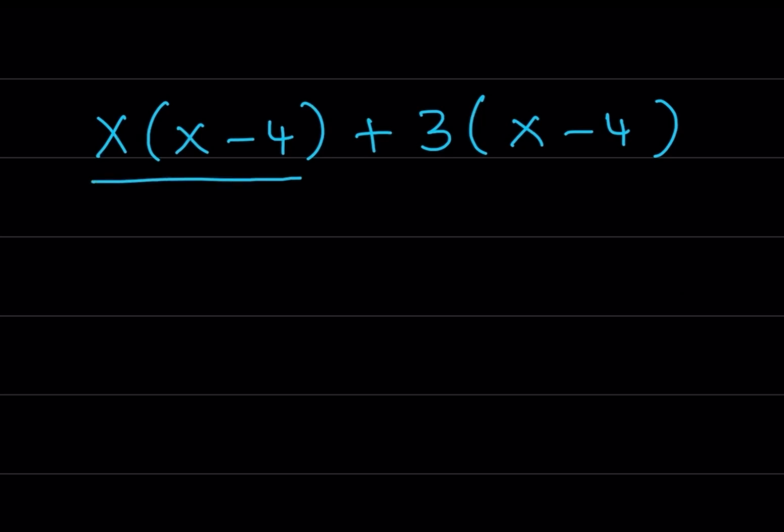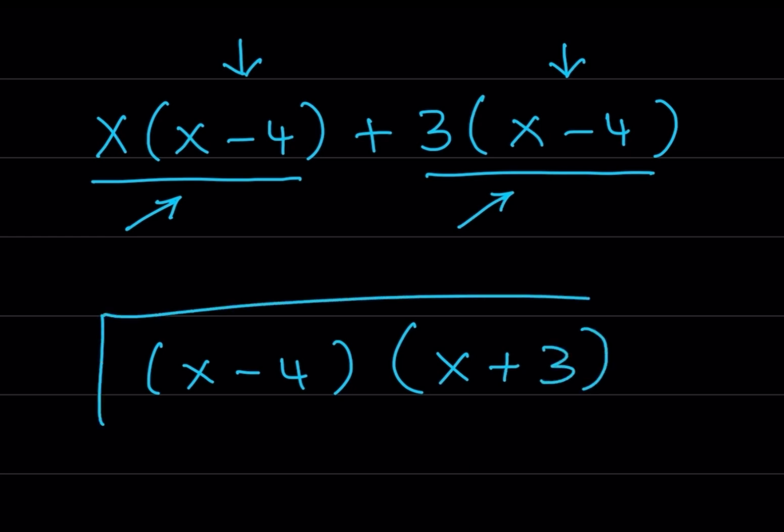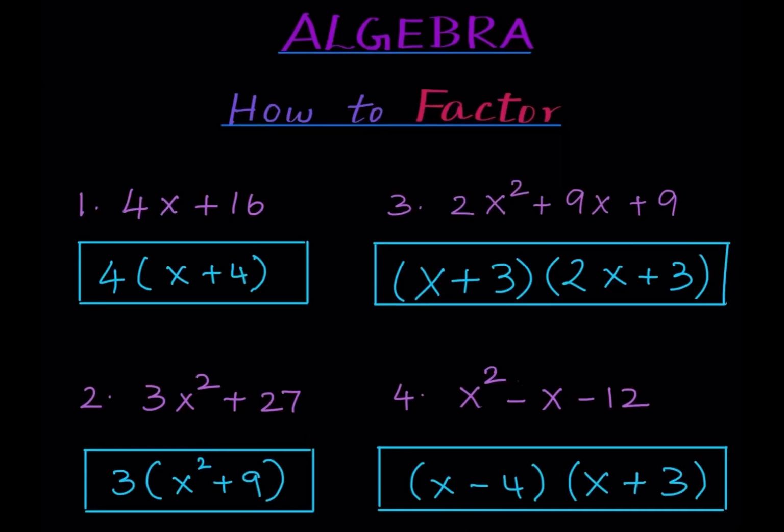Now in both the terms, x minus 4 is the common factor. So I'm going to take x minus 4 out. So when you take x minus 4 from the first term, the remaining is x, plus, when you take out x minus 4 from the second term, 3 is remaining. So that's the answer, x minus 4 times x plus 3. Now we solved all the problems.